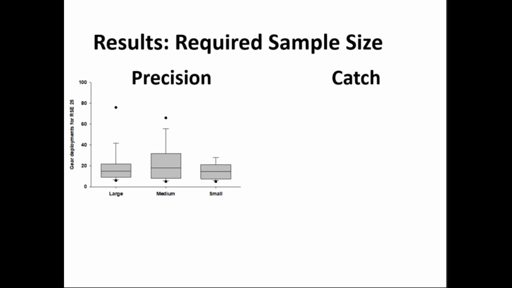Now let's look at the required sample size to meet our precision and catch objectives. So precision, I'm going to show you on the y-axis, is the number of tandem net sets needed in a survey to have an RSE of catch per unit effort of 25 or less. And on the x-axis, we're going to show you large, medium, and small reservoirs. I'm going to show you box plots. So that's our resample results.